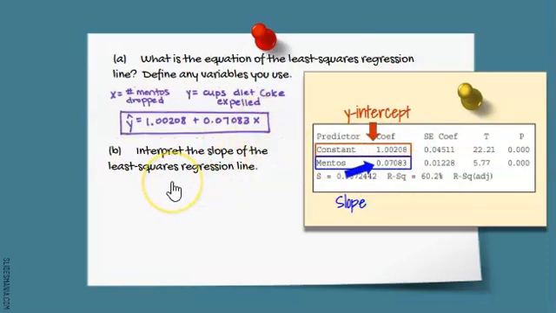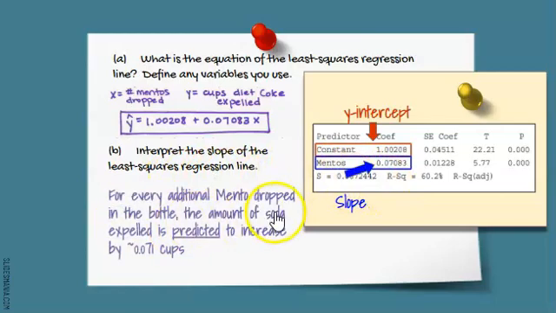B says to interpret the slope of the least square regression line. So we're saying for each additional Mento dropped in the bottle, the amount of soda expelled is predicted to increase by approximately 0.071 cups.